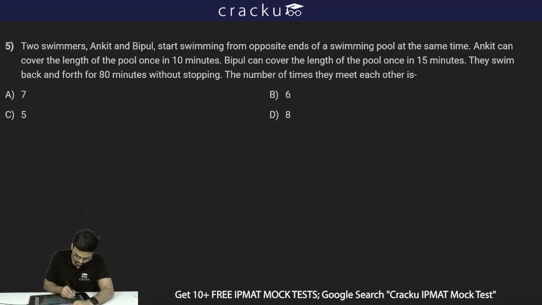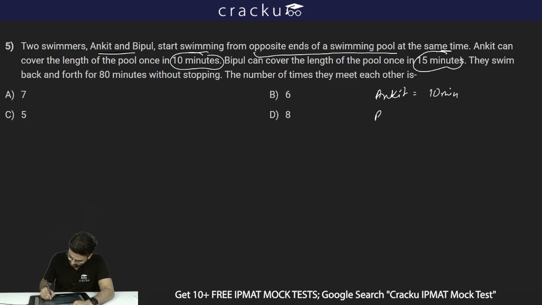The next question is saying two swimmers, Ankit and Bipul, start swimming from opposite ends of a swimming pool at the same time. Ankit can cover the length of the pool once in 10 minutes. Bipul can cover the length of the pool once in 15 minutes. They swim back and forth for 80 minutes without stopping. The number of times they meet each other is asked.